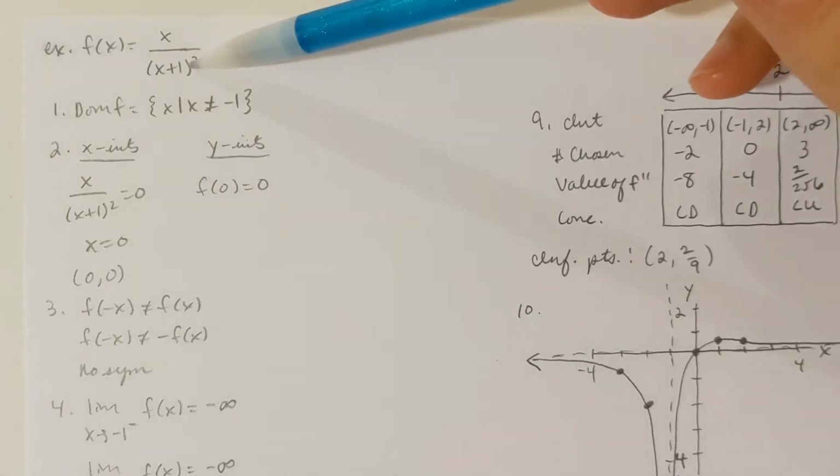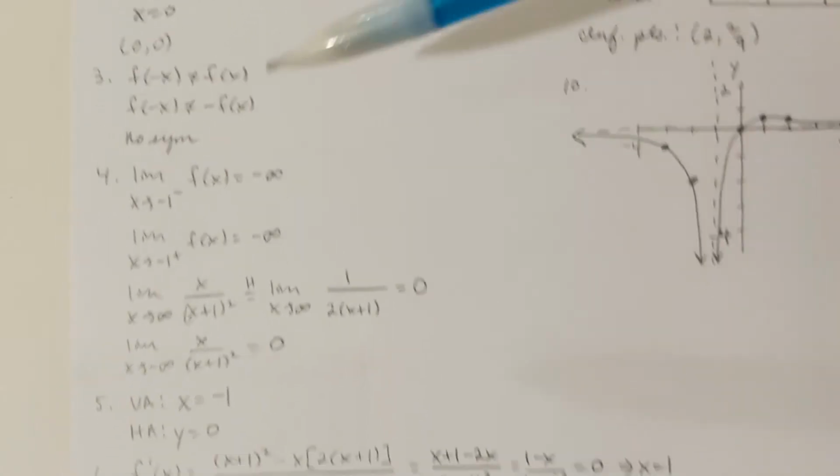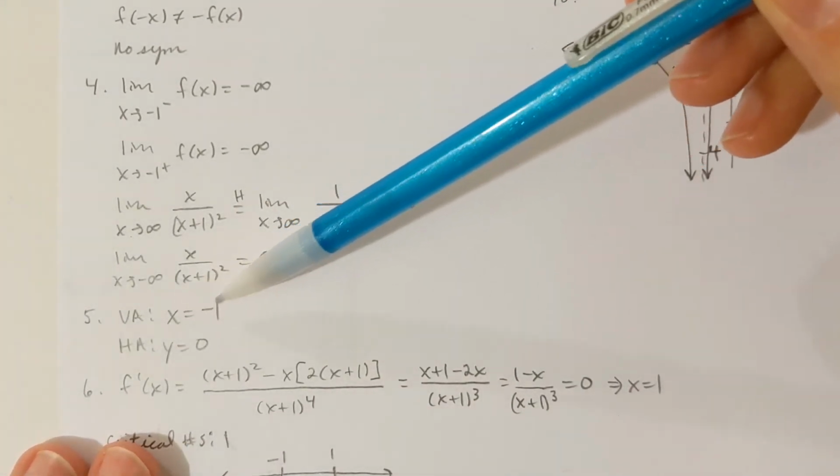Okay, the domain of f is step 1. x can't be -1. We know we can't divide by 0. Because I'm going to throw away -1, of course I'll have a vertical asymptote there at x equals -1.